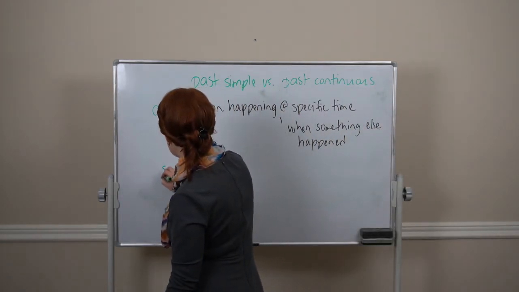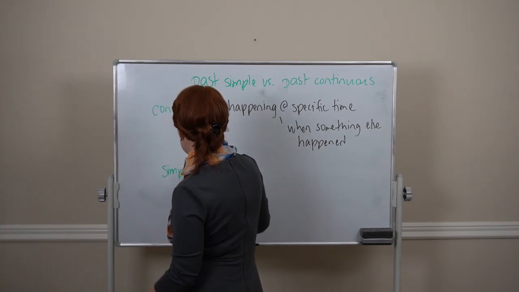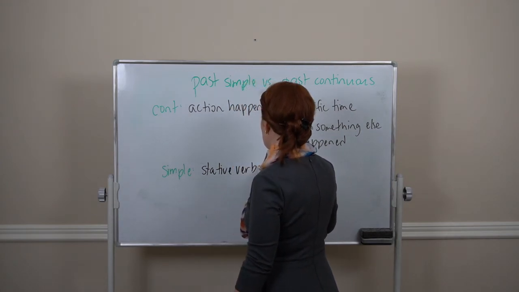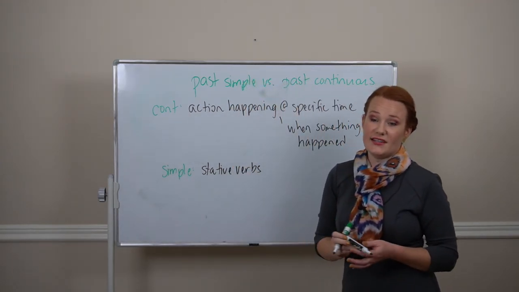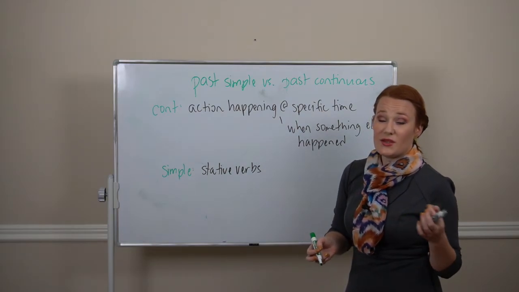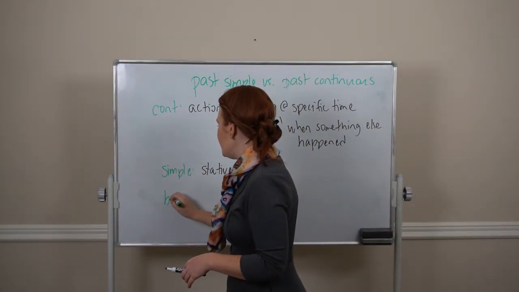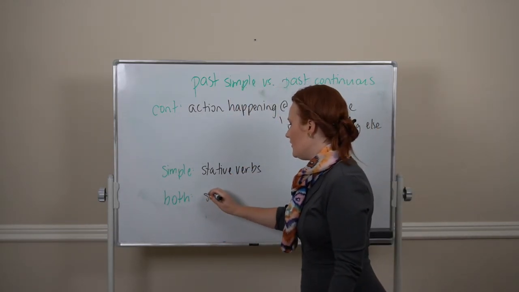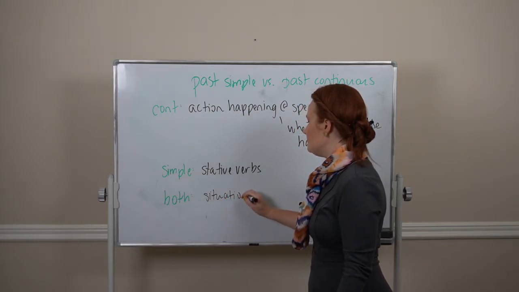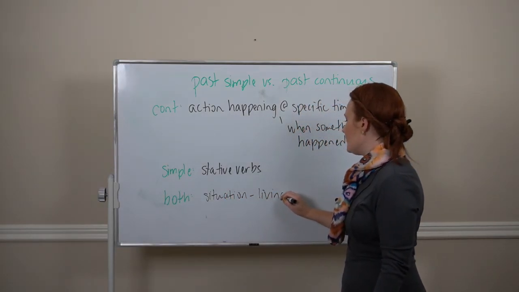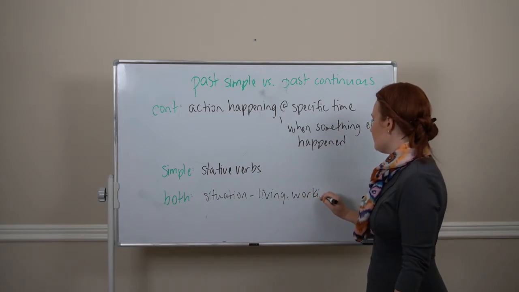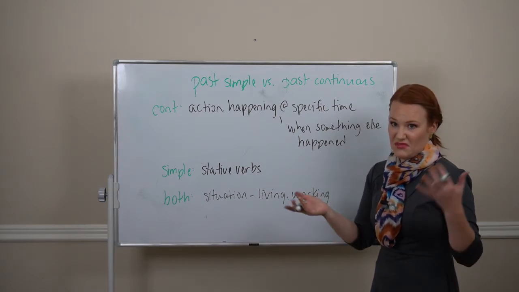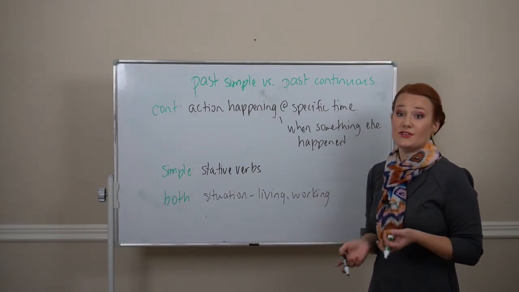Like we've said a few times now, we'll use the simple form for stative verbs, ones that we can't use in a continuous tense. And just like present simple versus present continuous, we can use either one for a situation that was true at the time. So again, like living and working. I was living in New York City. I lived in New York City. They're both fine to describe this situation.